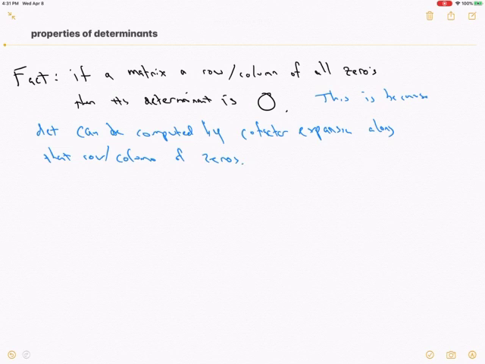So that means that you'll be doing 0 times something plus 0 times something plus 0 times something, where the times something are the determinants of the submatrices of lower dimension. And so you can clearly see that the determinant will therefore be equal to 0. So if you have a row or a column of all zeros, the determinant is 0. So this is an obvious fact.